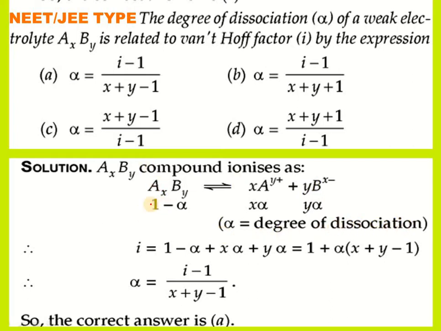At equilibrium, the number of moles is 1 minus alpha for AxBy, for A it is x alpha, and for B it is y alpha. So the total number of moles at equilibrium we calculated is 1 plus alpha into (x plus y minus 1). So alpha calculated from it is (i minus 1) by (x plus y minus 1). So the first option, option A, is matching with this one. So A is the right answer for this.